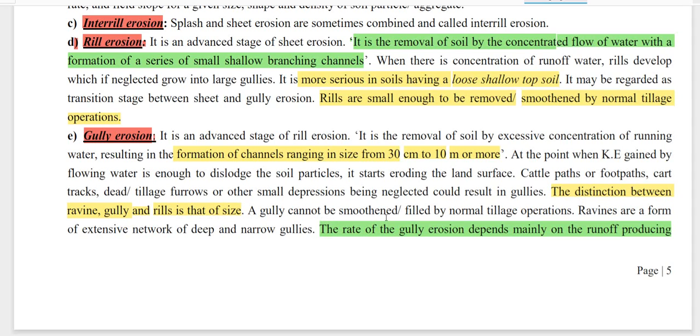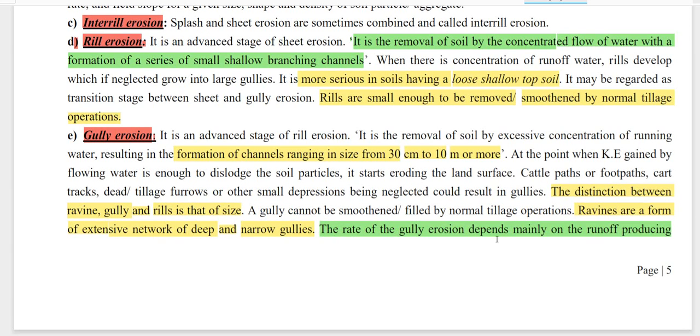A gully cannot be smoothed by normal tillage operations. A ravine is a form of extensive network of deep and narrow gullies. A ravine is much bigger; if a gully is deep and narrow, then it will be a ravine only.